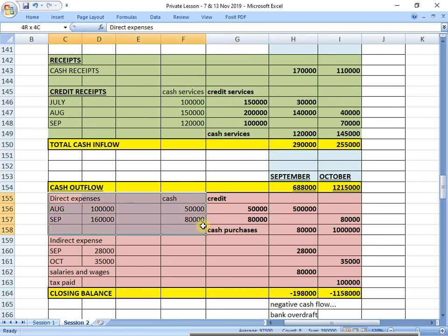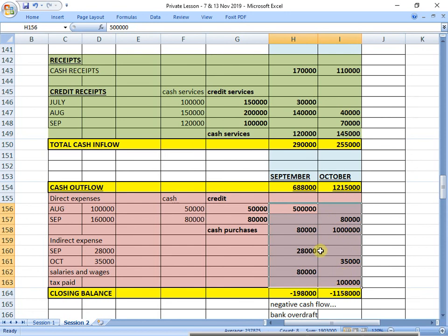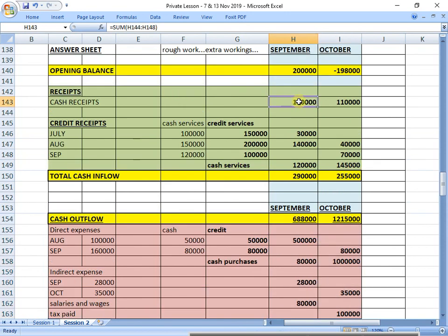Obviously, these are workings. That's what they wanted to see. They wanted to see these amounts. All right, let's save that. Another question.